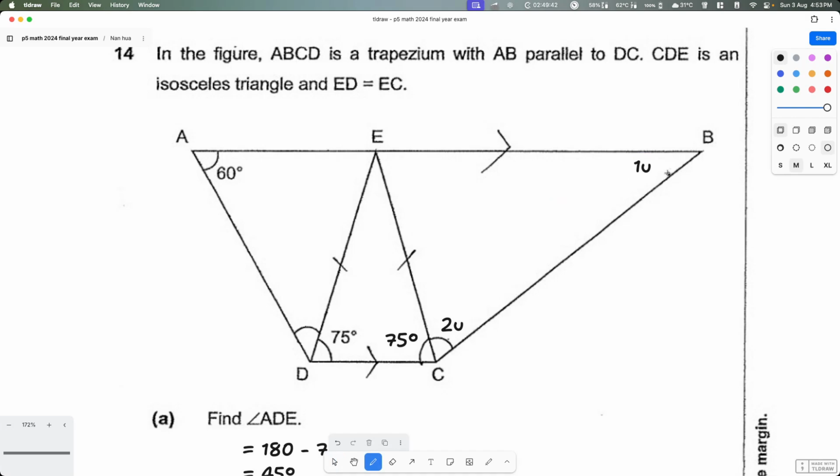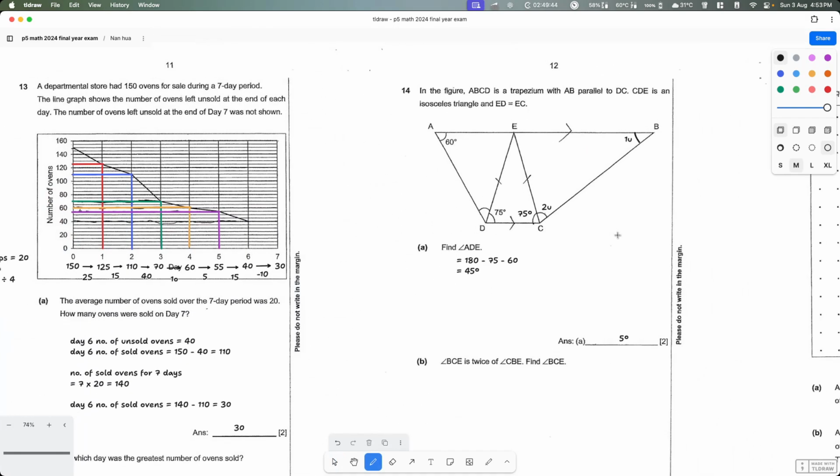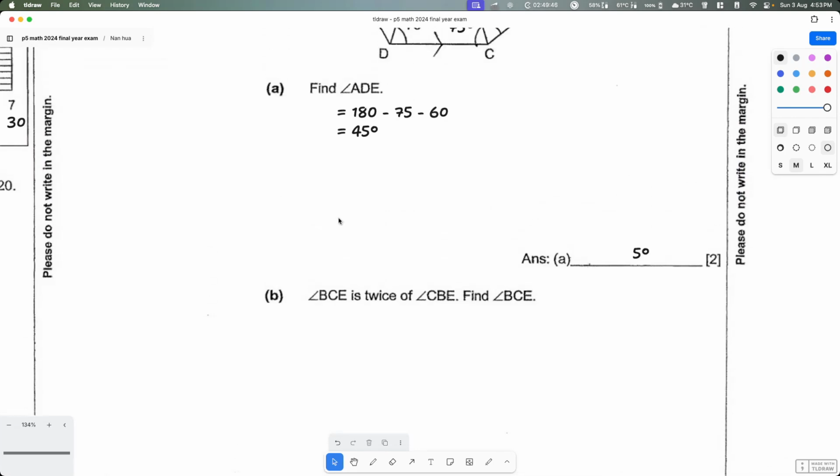So let me draw the line over here. Okay. So 2 units and 1 unit. So I'm going to write down, angle BCE is equal to 2 units. Then angle CBE is equal to 1 unit. Okay, CBE is equal to 1 unit.